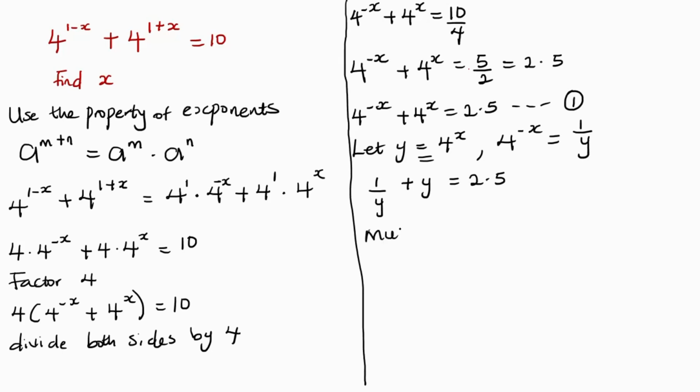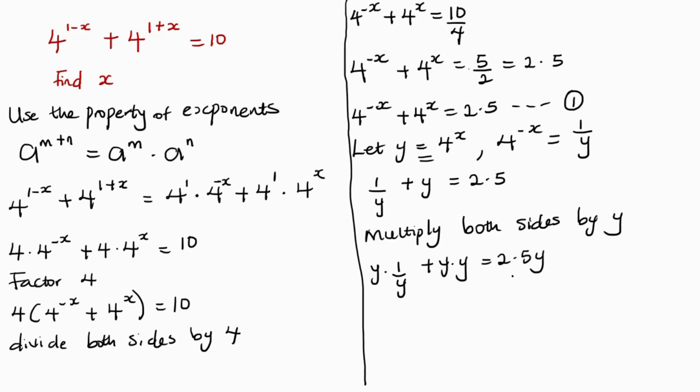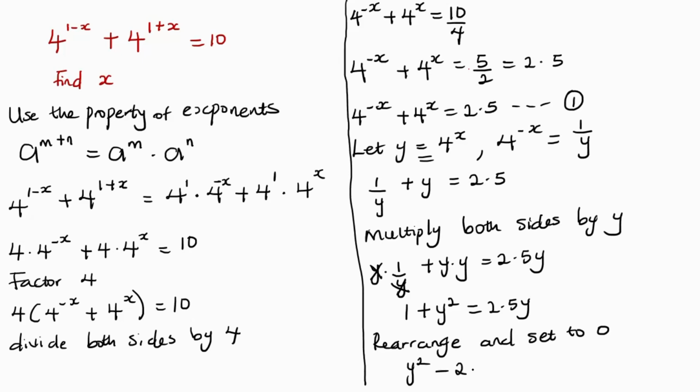Now next is to multiply both sides by y. So multiplying both sides by y, we have y multiplied by 1 over y plus y multiplied by y is equal to 2.5 multiplied by y. So this is going to cancel out, so we have 1 plus y squared is equal to 2.5y. Now rearrange the equation and set it to 0. Rearranging and setting to 0, we have y squared minus 2.5y plus 1 is equal to 0.